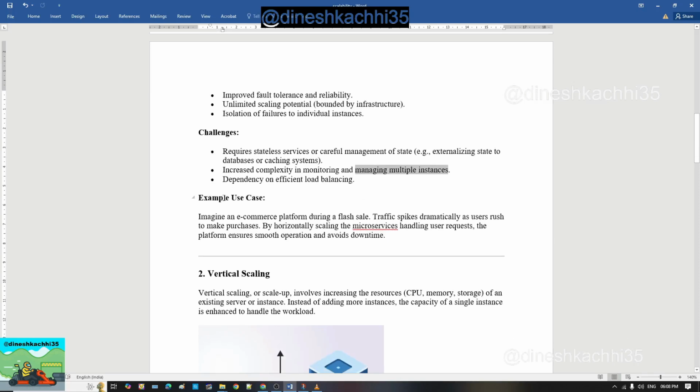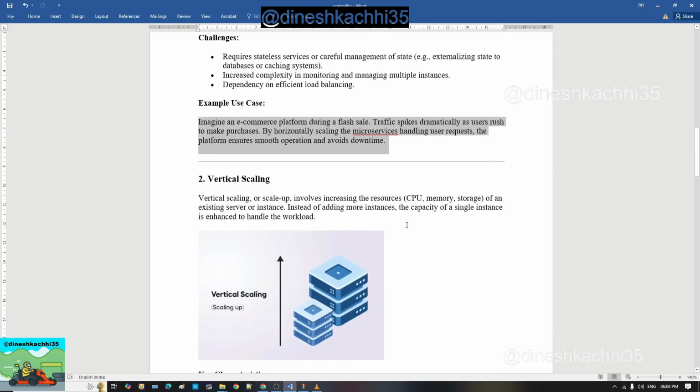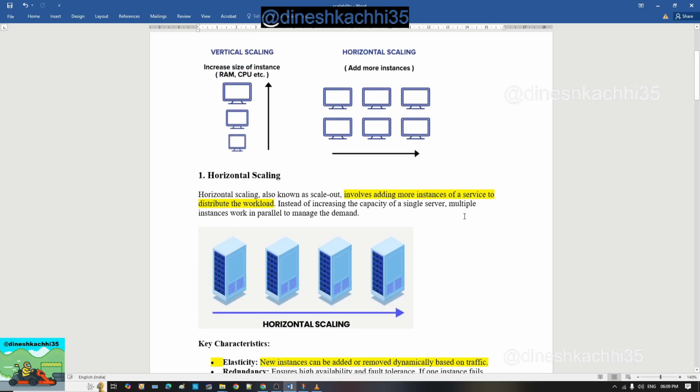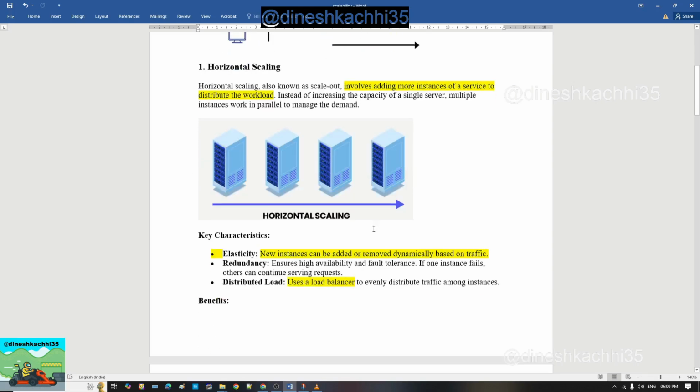So for this, we already discussed the use case, right? During the sale, on Amazon and Flipkart, if users increase, we can handle this. So this was related to horizontal scaling.